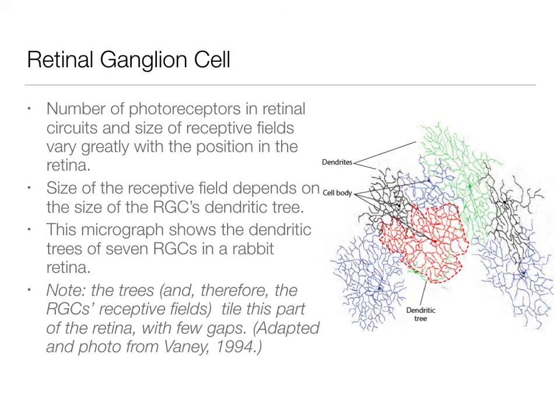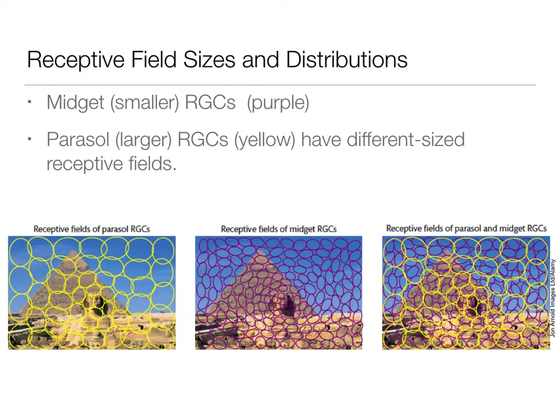So the two kinds of RGCs we're going to talk about are midget RGCs. And here in this image, those are the purple ones. And parasol, which are the larger ones, and those are yellow. And they both have different receptive fields. And the easy way to think about this is midget, smaller. Parasol, if you open up a parasol or an umbrella, that's going to be larger, right? So that's the way to remember which one's smaller and which one's bigger, is by their name.